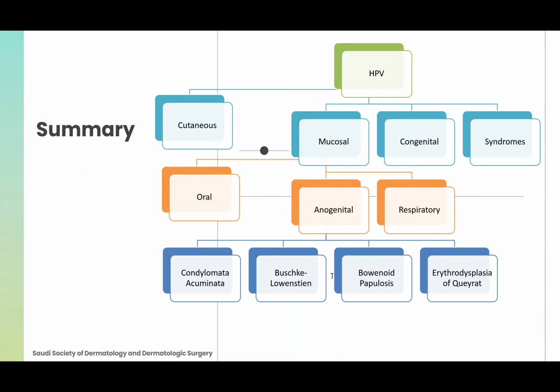So in summary, we have four subtypes of wart: could be cutaneous, mucosal, congenital, or syndromic. In terms of mucosal, we have three subtypes: oral, anogenital, or respiratory. In terms of anogenital, we have condylomata acuminata, Buschke-Löwenstein syndrome, bowenoid papulosis, and erythroplasia of Queyrat.